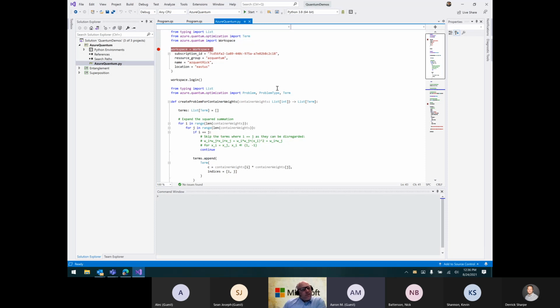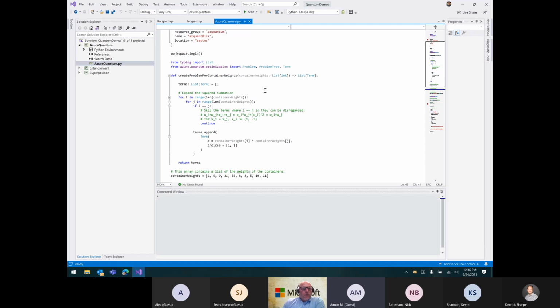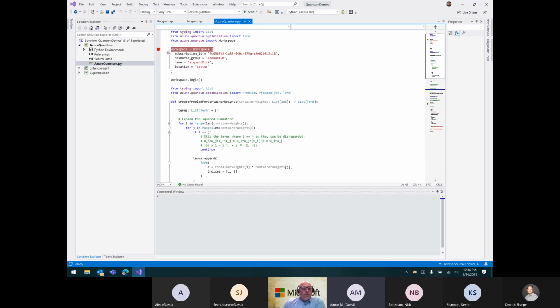In this particular case, this is written in Python. So if you're a data scientist or you're into quantum computing, this Python example might look a little more familiar to you. So we're importing. The first thing I have to do is establish my workspace. This is the workspace that I get when I create a quantum workspace in Azure. It provides me this information, and then it says, okay, log in. Right. So I'm going to go ahead.